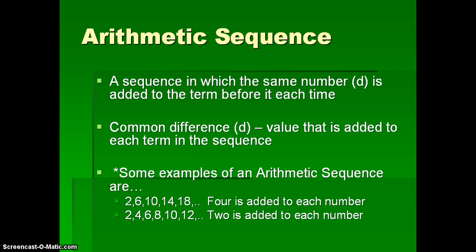Arithmetic sequence: a sequence in which the same number d is added to the term before it each time. Common difference d is the value that is added to each term in the sequence. Some examples of arithmetic sequences are 2, 6, 10, 14, 18, where 4 is added to each number, and 2, 4, 6, 8, 10, 12, where 2 is added to each number.